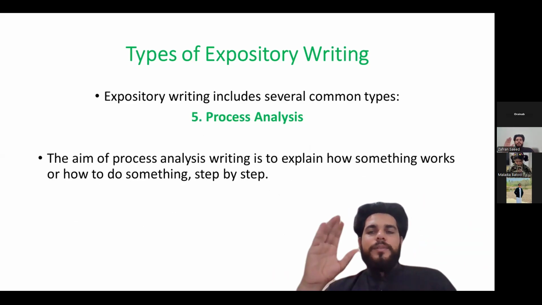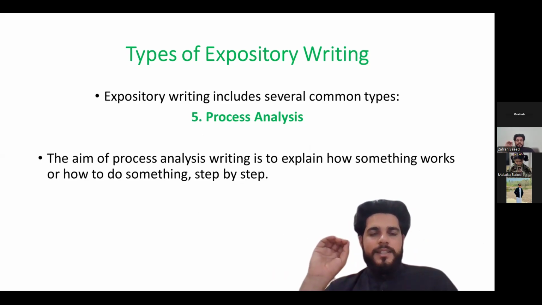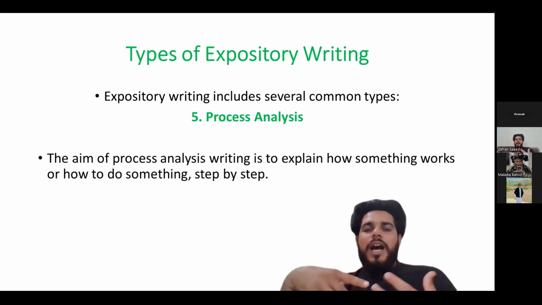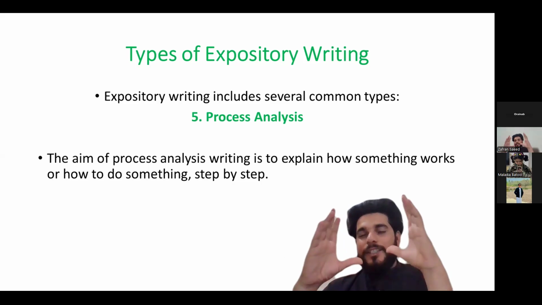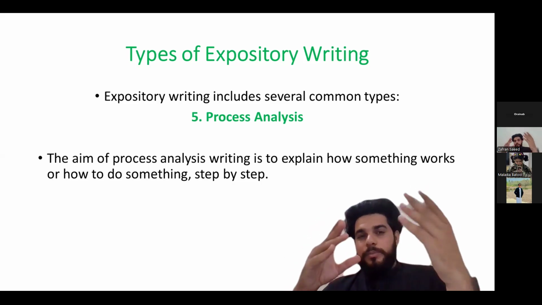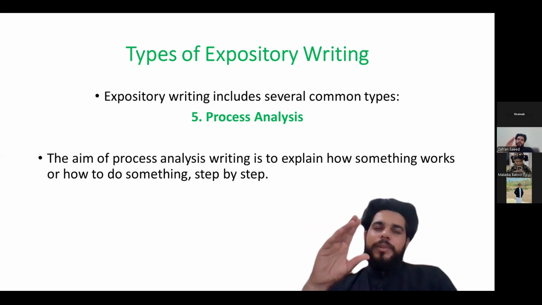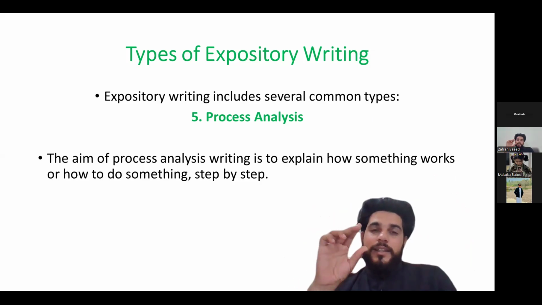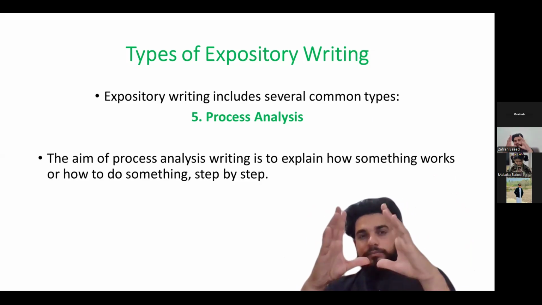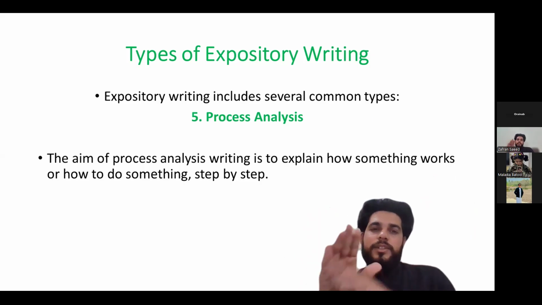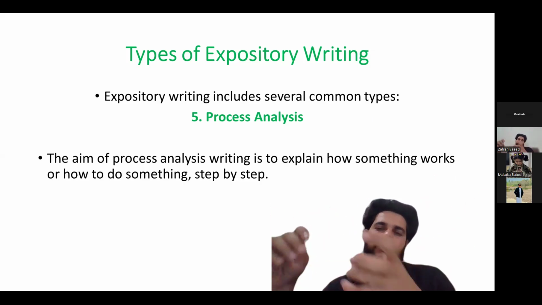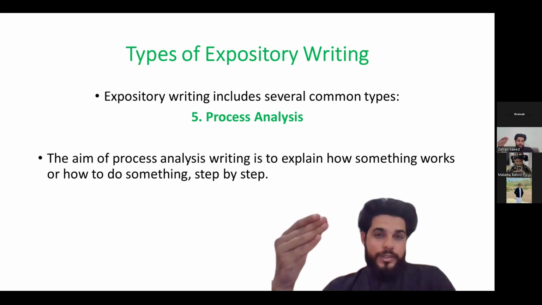Now, after that, we have the fifth type, which is process analysis. The aim of process analysis writing is to explain how something works or how to do something step by step. Means that it is a process. For example, if you are buying a laptop, there will be a user manual, and there will be a process: first you have to open the packet, second, you have to remove the wrappers, and third, you have to open the laptop.